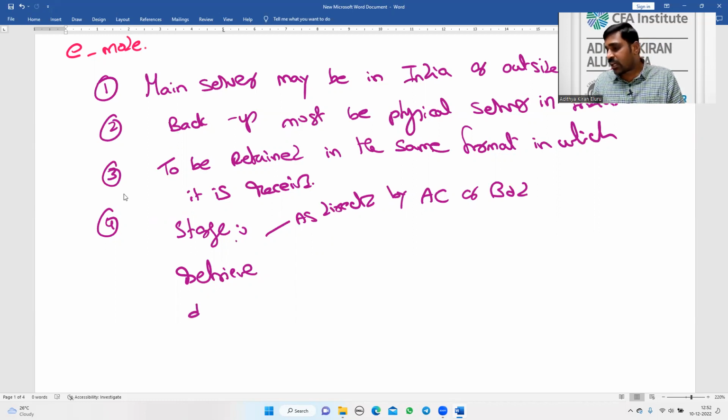retrieval. Then when I retrieve, it should be displayed. So retained, storage, retrieval, and displayed. When it is displayed, it should be in legible form. It should be visible. Visibly displayed, with font size and language, not machine readable language, human readable language.